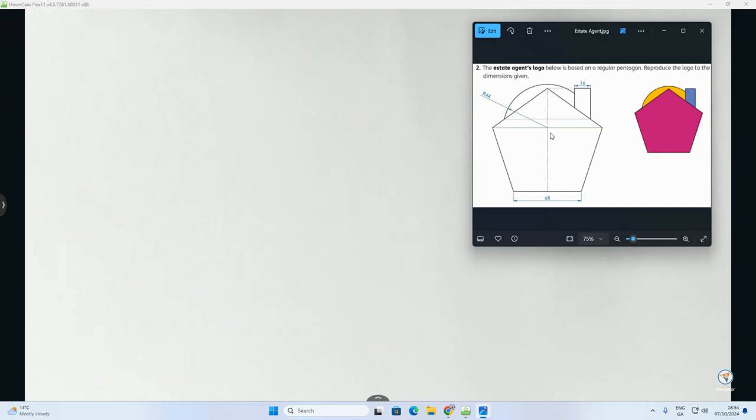So starting off by drawing the pentagon, we can see that we have a base length here of 68. Therefore, all our sides of the pentagon are going to be 68 millimeters long, and then the exterior angle is 72, and we get that by dividing the number of sides of a pentagon, 5, into 360 degrees, which gives us 72 degrees for the exterior angle. So that's what we're going to start with here.